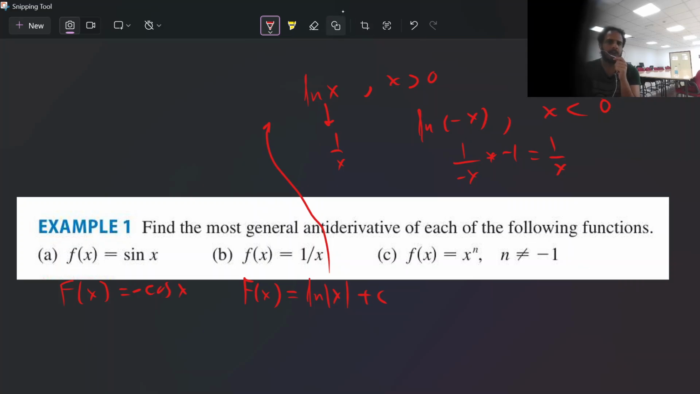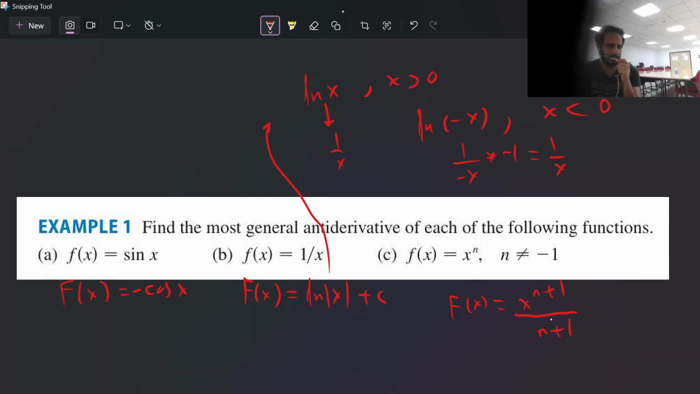Yes, Professor. Now let's solve the last one. F of x equals x to the n, for n not minus 1. Minus 1 is solved in part B, so forget about minus 1. What about other values of n? What's the most general antiderivative of this? F of x equals what? Let's see, x to the power n plus 1, and we divide by n plus 1, okay?